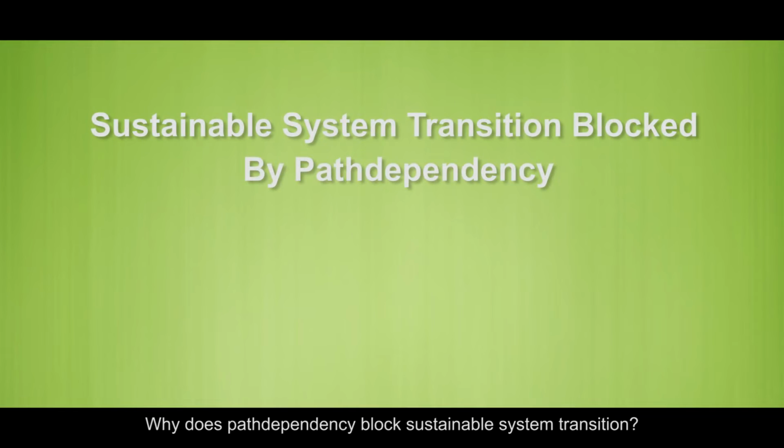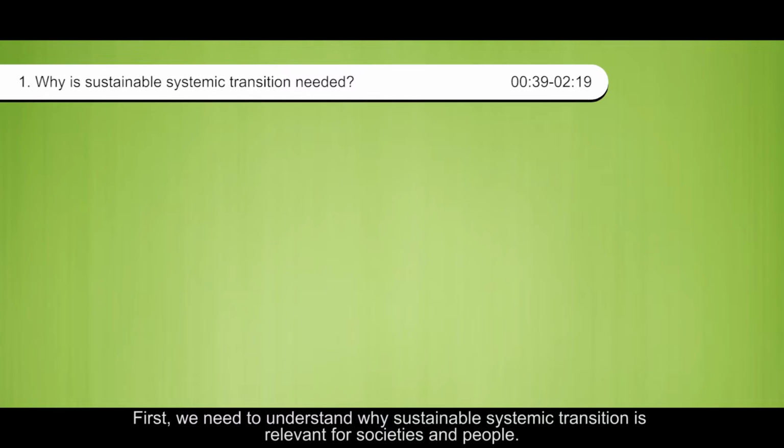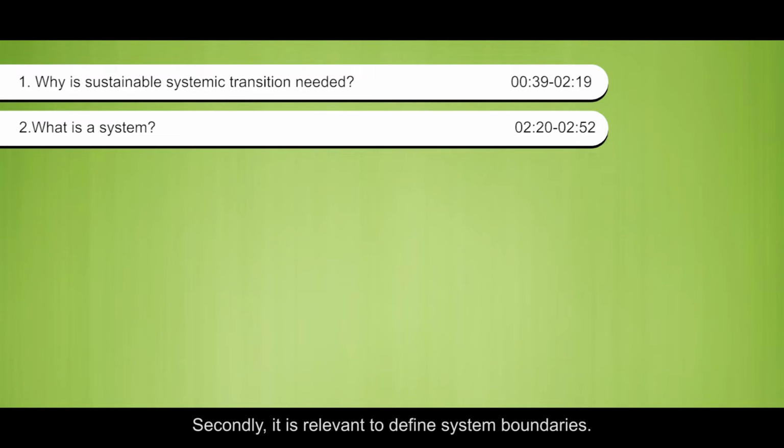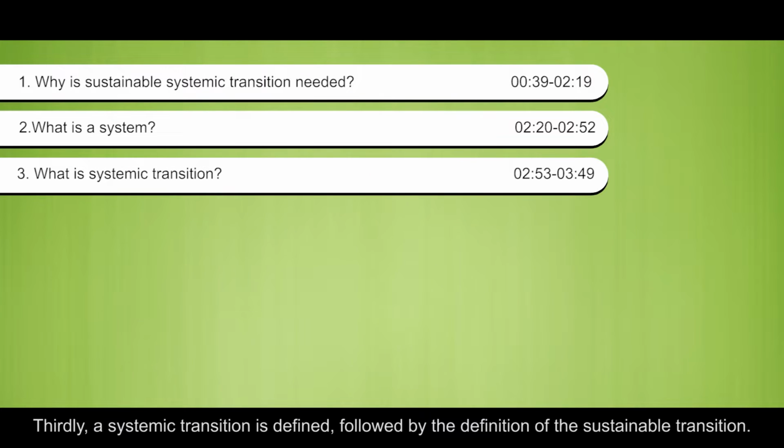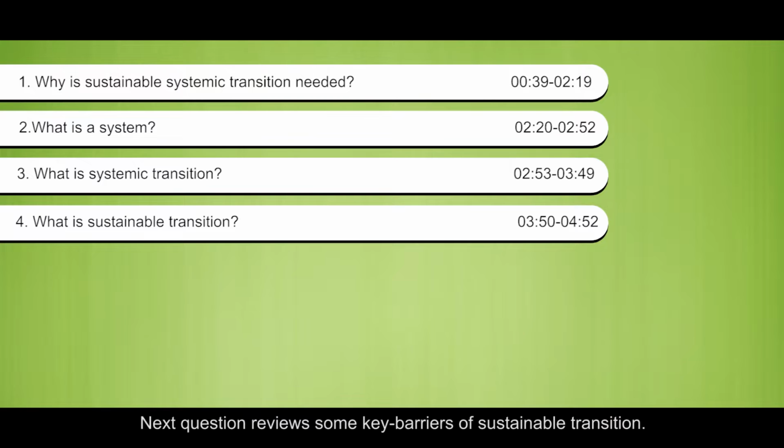Why path dependency blocks sustainable systemic transition? First, we need to understand why sustainable systemic transition is relevant for societies and people. Secondly, it is relevant to define system boundaries. Thirdly, a systemic transition is defined, followed by the definition of the sustainable transition.